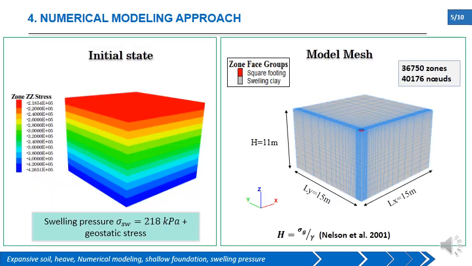So the model was discretized by using eight-node brick elements. In the initial state, the soil mass was subjected to gravity loading. Then a vertical pressure equal to 218 kilopascals, constant over the entire depth, was applied to simulate the swelling pressure of the clay layer.